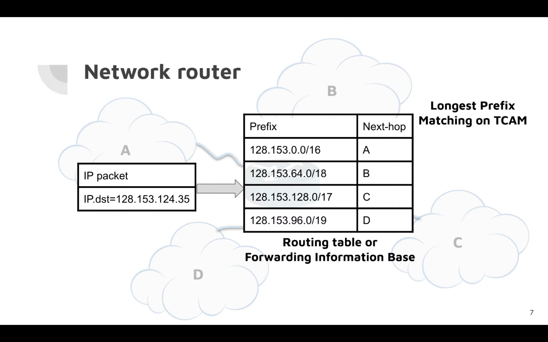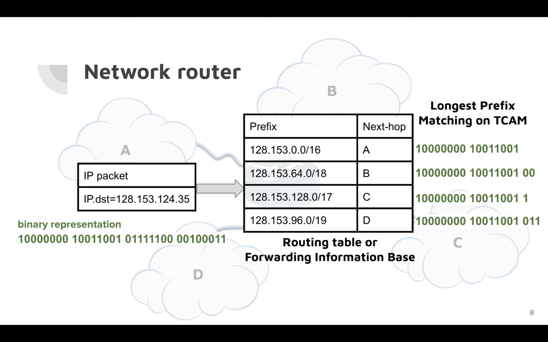The matching is performed in TCAM memory at the line speed. In this example, the IP address matched two prefixes, and the longer match with 90 bits length is selected. The packet is then sent to the next hop D.